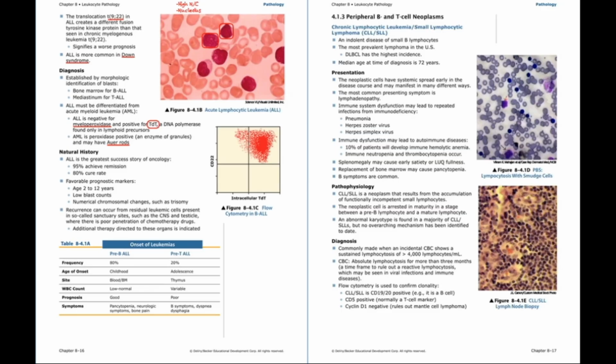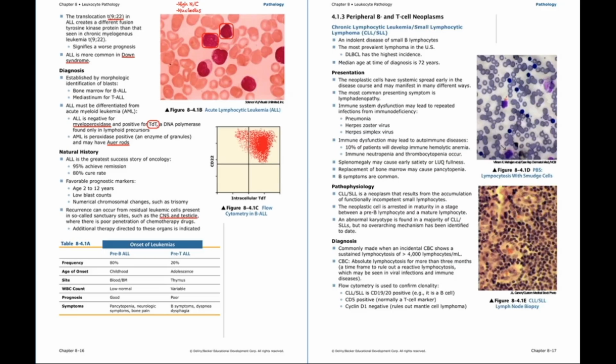Recurrence of acute leukemia can occur in so-called sanctuary sites, such as the CNS and the testicle, where there's poor penetration of chemotherapy drugs. When you get more clinical experience, you're going to realize how additional therapy is directed to these special sanctuary site organs.